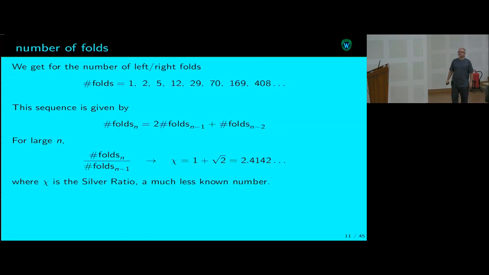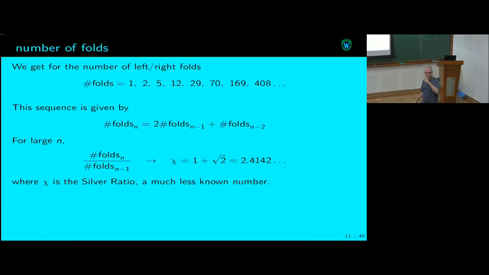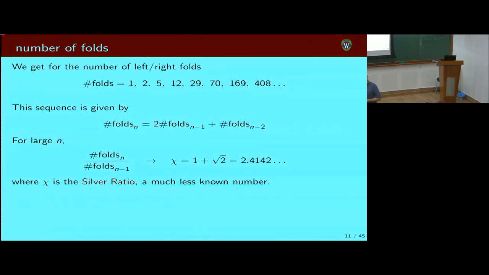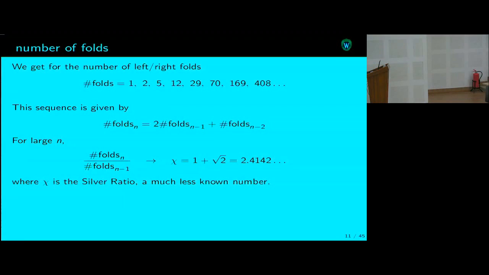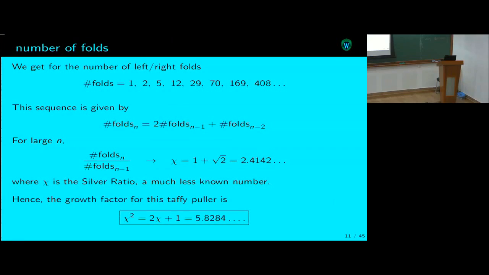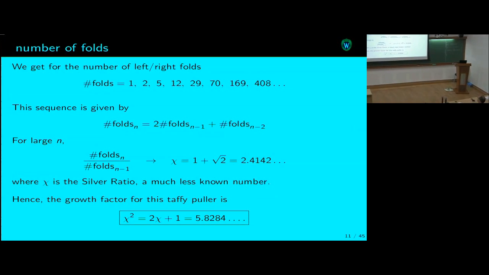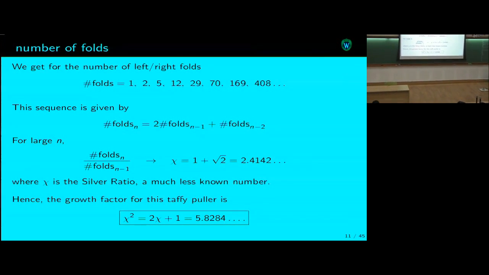This actually generates a ratio that converges to 1 plus root 2. And that has a name. This is called the silver ratio. I'm going to bet that most of you have never heard of the silver ratio. Anybody heard of the silver ratio? Good. It is for some reason much less well known than the golden ratio. Here the stretching is going to be 5.8. So the silver ratio is much larger than the golden ratio. Notice that the silver ratio is 2.4, the golden ratio is 1.6.